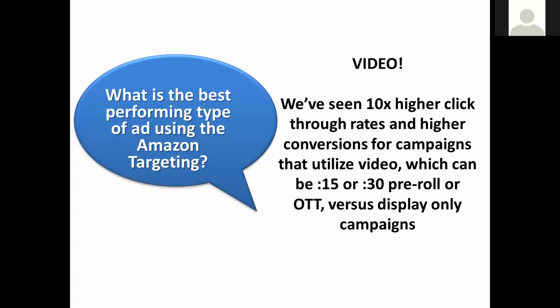So what's the best performing type of ad using this particular targeting? Video. Video is king right now. Video is king practically everywhere. We've seen click-through rates 10 times higher and higher conversions for campaigns that put video into play. Now, you want it to be a 15 or 30-second pre-roll or OTT video versus a display-only campaign. If you can run both, it's going to be to your advantage.